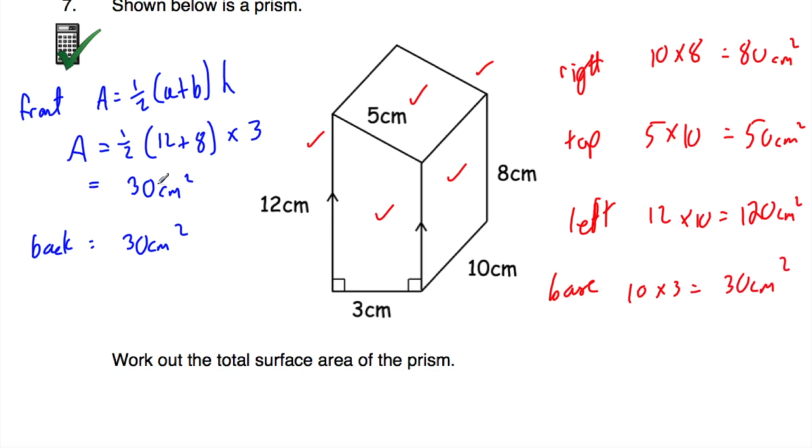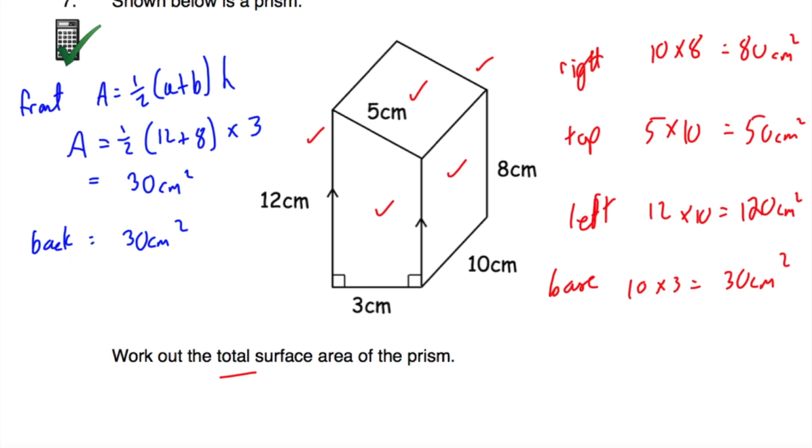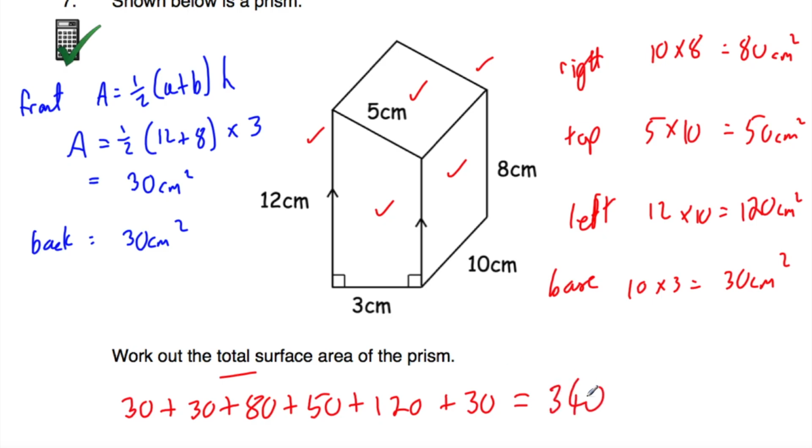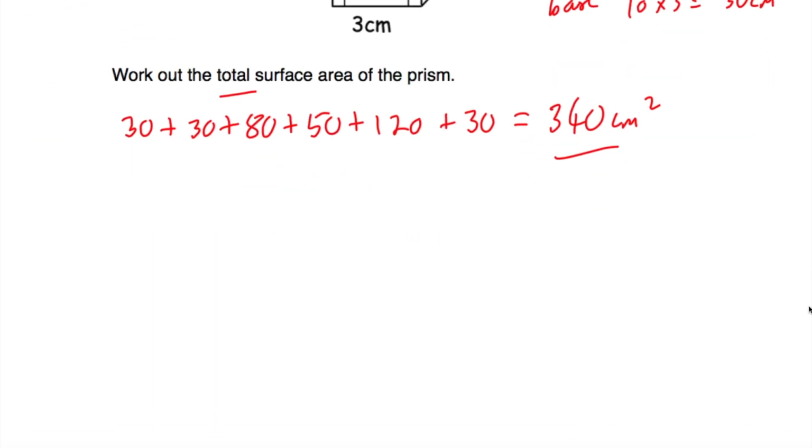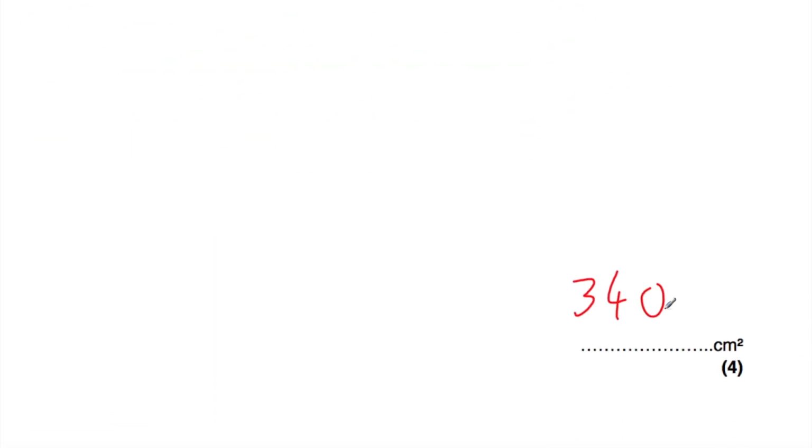So that's fantastic. We've got the area of the front, which is 30 centimeters squared, the back, 30 centimeters squared, the right-hand face, 80 centimeters squared, the top, 50 centimeters squared, the left-hand face, 120 centimeters squared, and the base, 30 centimeters squared. If we want to find the total surface area of that prism, we need to add together those 6 areas. So when we do 30 plus 30 plus 80 plus 50 plus 120 plus 30, we get an answer of 340 centimeters squared. So that's the total surface area of that prism, 340 centimeters squared.